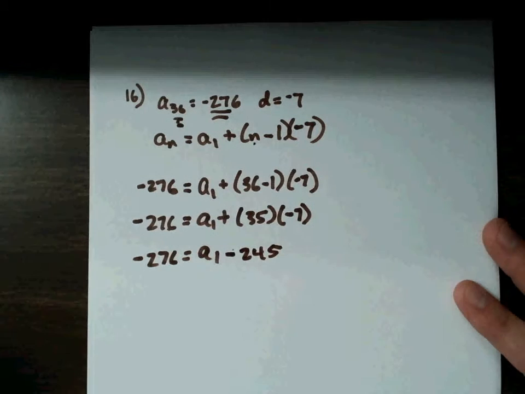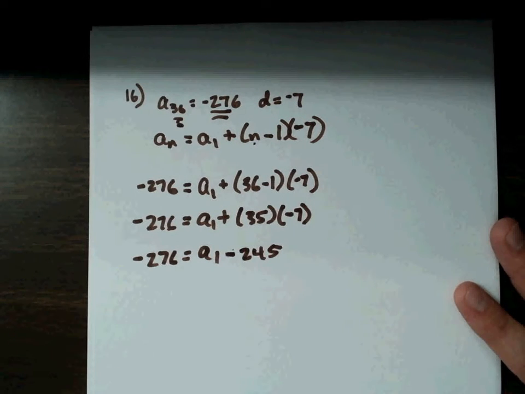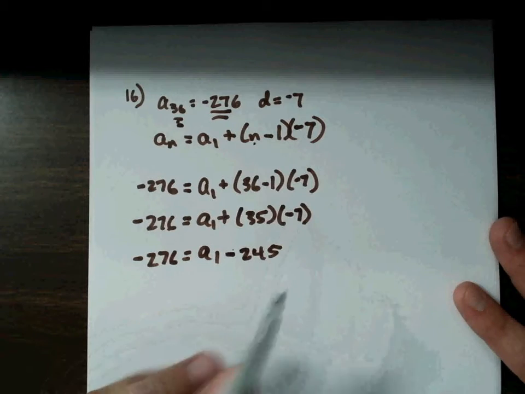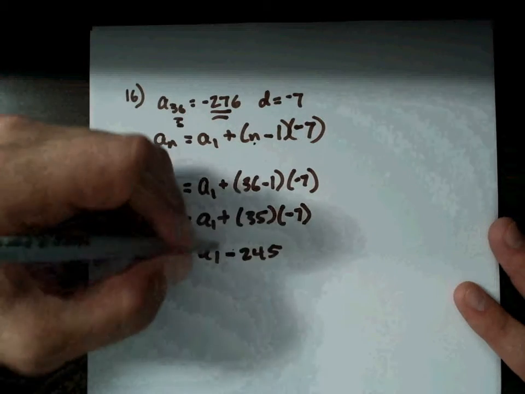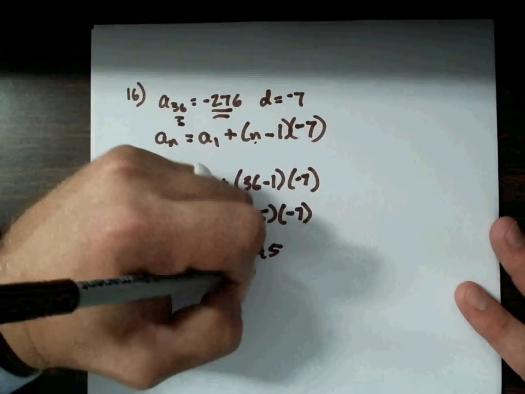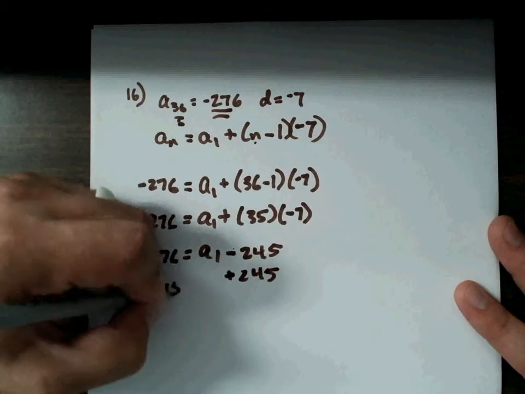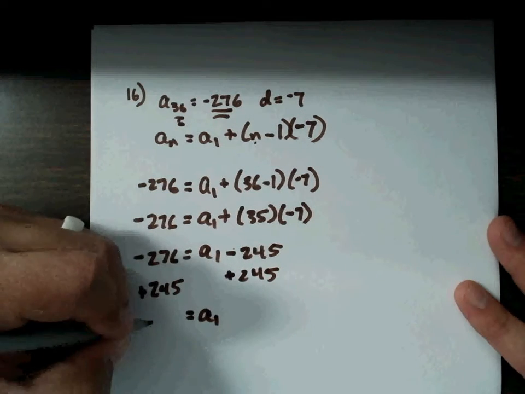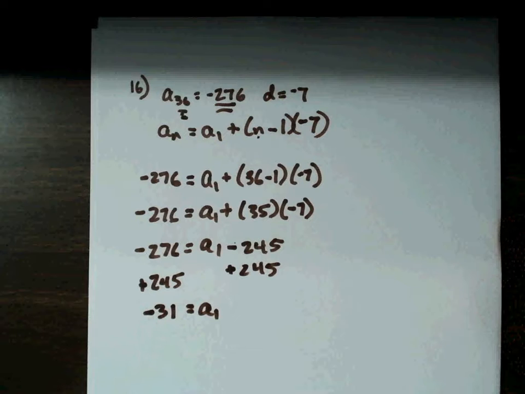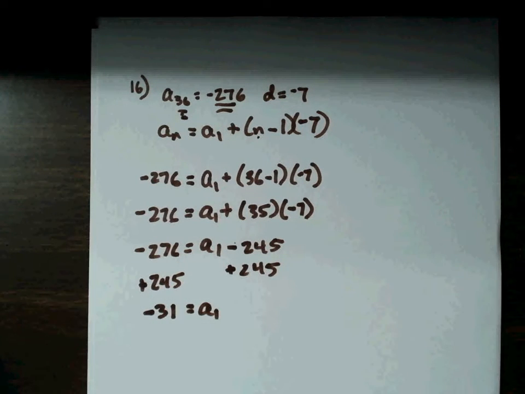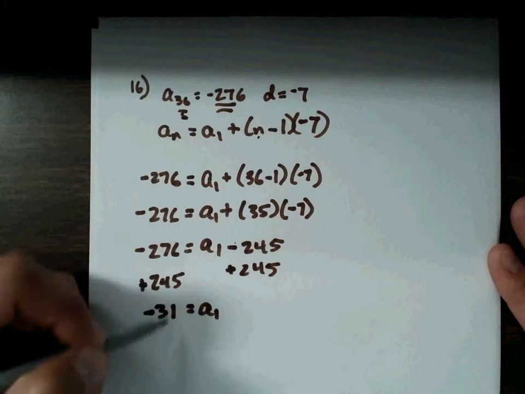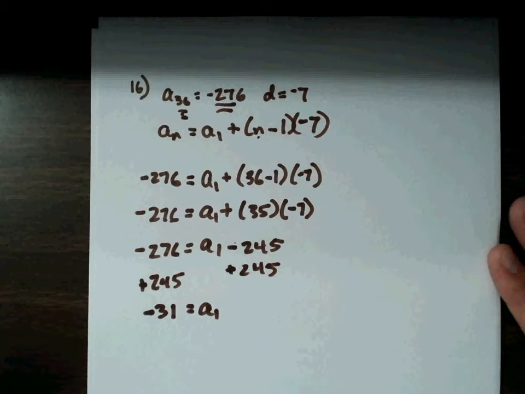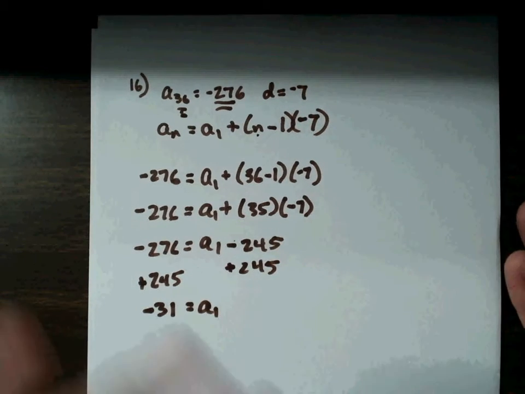Okay. How do I solve for A1? It's a 35 because you got to do N minus 1. And so therefore it's 36 minus 1. Okay? You add 245. Okay, I add 245 to both sides. And A1 equals what? Sorry, -31. They're all in descending order. So 6 minus 5 is 1. 7 minus 4 is 3. So there's my A1.